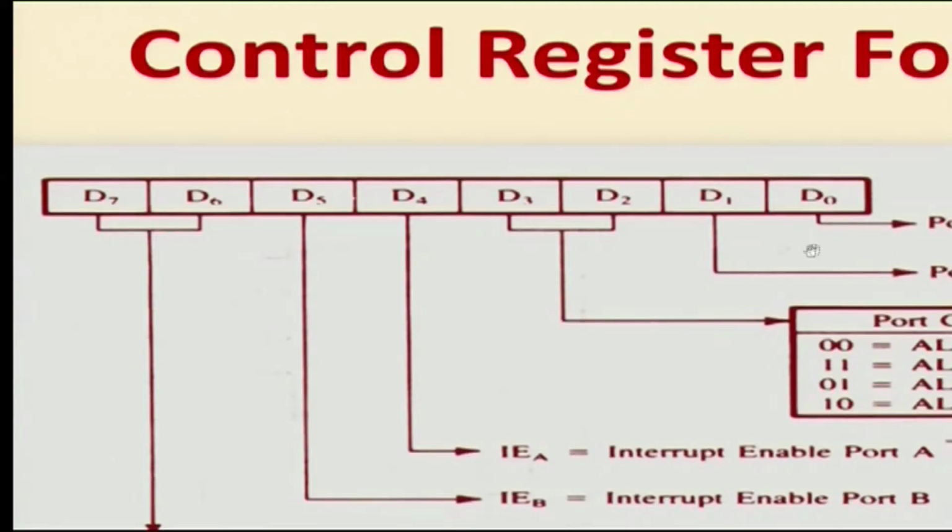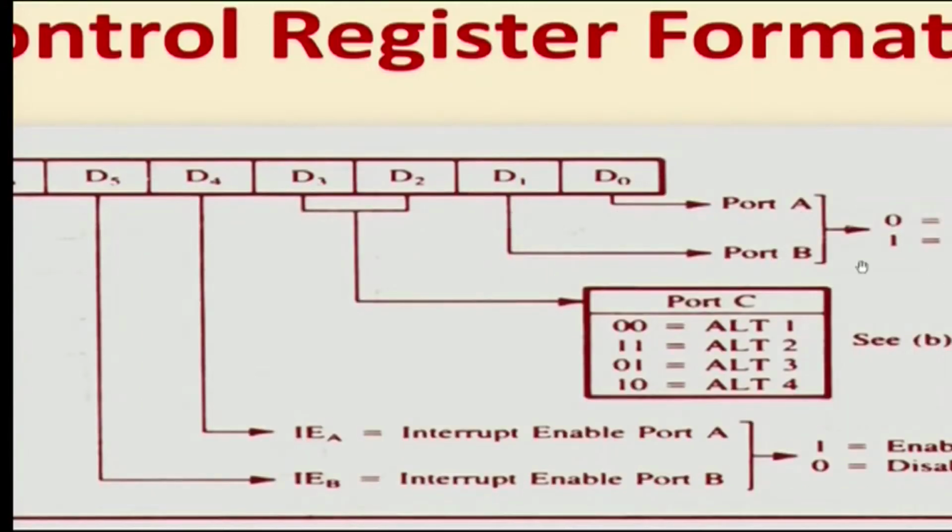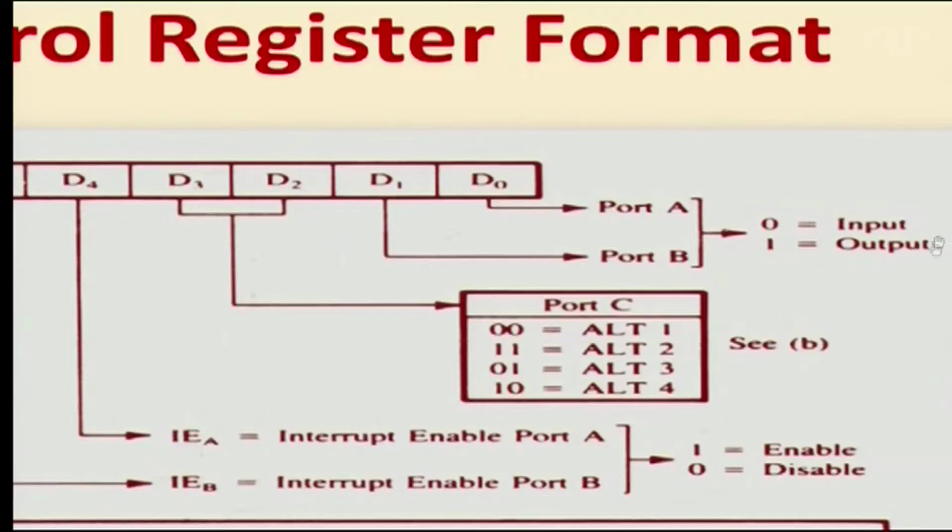D0 is reserved for port A, D1 is reserved for port B. When the bit position is set, it is used as an output. Set means 1, when it is 1 it is an output. When the bit position is reset, that is 0, it is called an input. So, we can set and reset the corresponding bit positions, and the corresponding port will act as either input or output. Suppose I am writing the value 1 here, then 1 means output. So, by writing 1, port A is considered as output. When we write 0, it is considered as input.